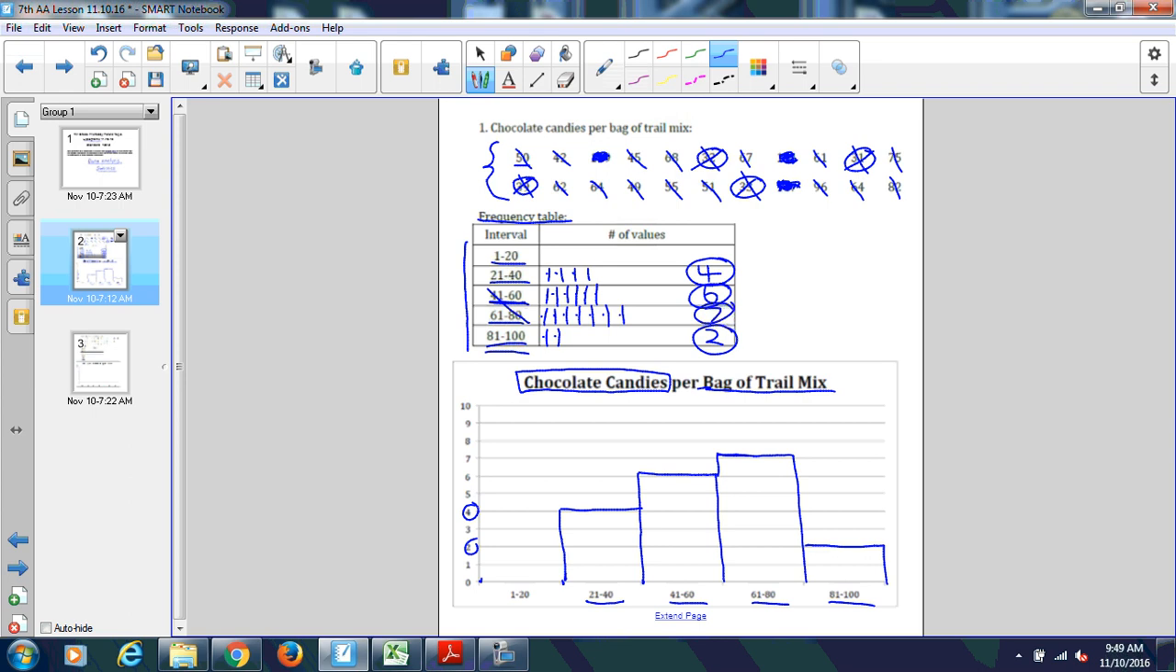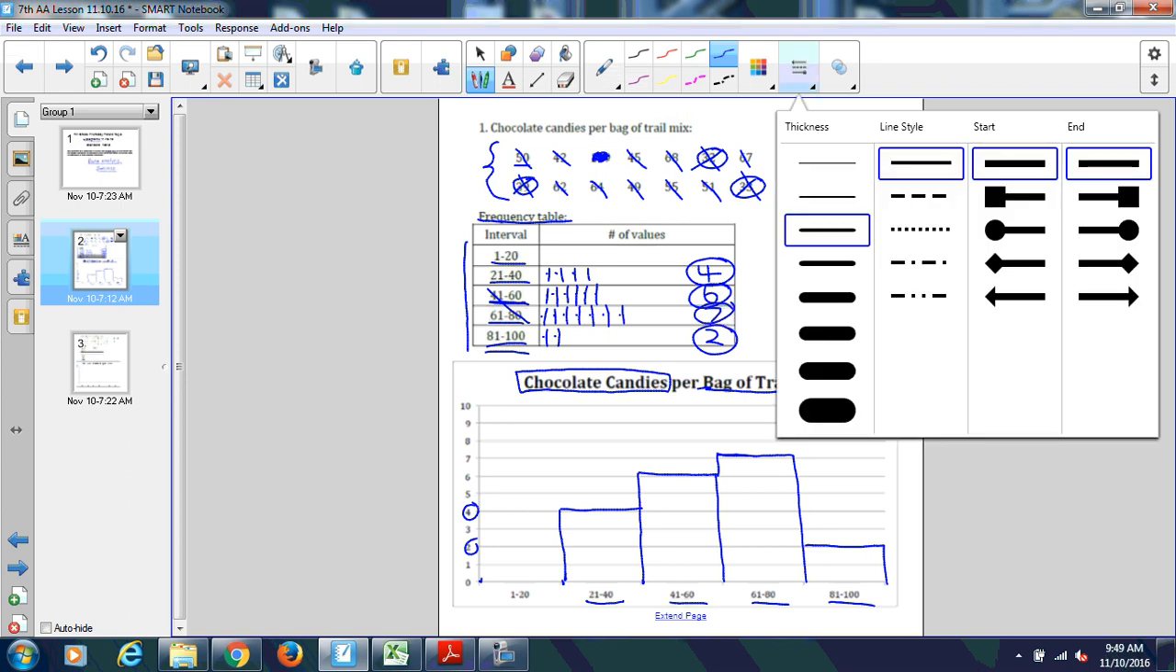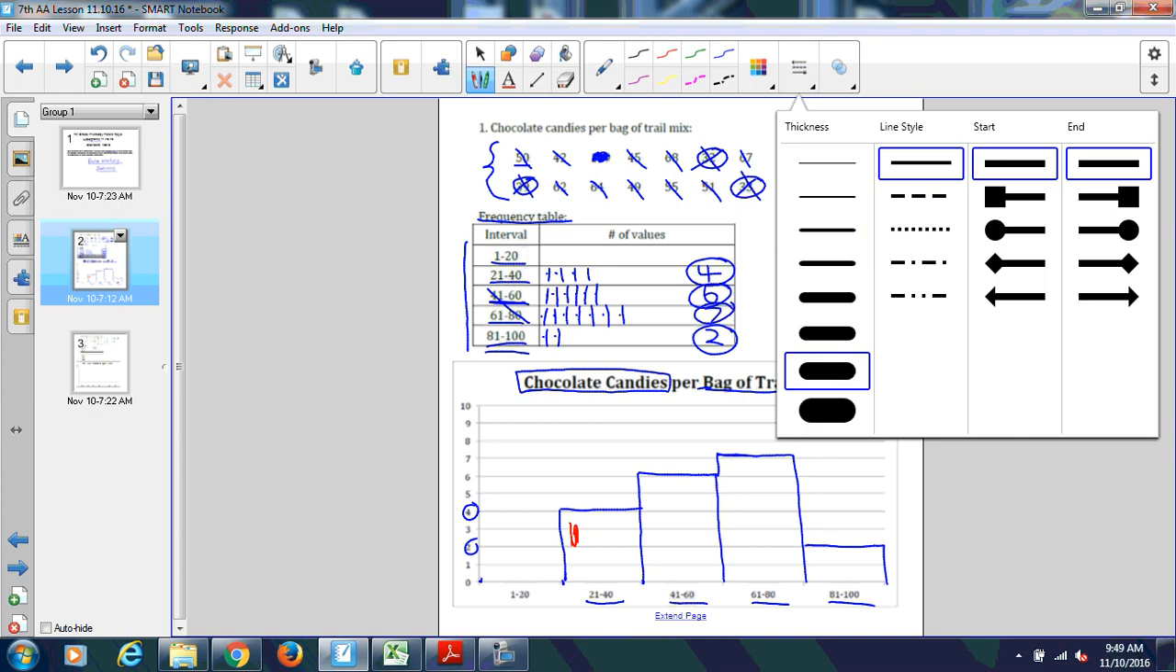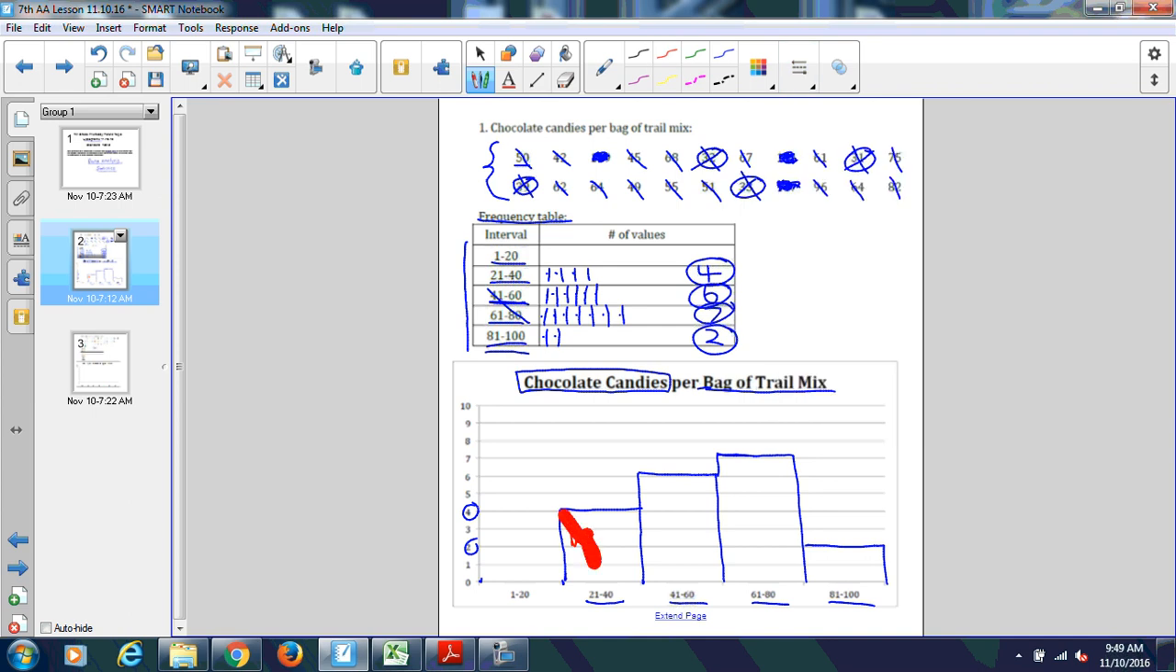Now, something that we normally do, and I will do really quickly, and this is what I want you to do on your work, is we're going to color these bars in here. So I want you to color them in solid color so I can see the outline.